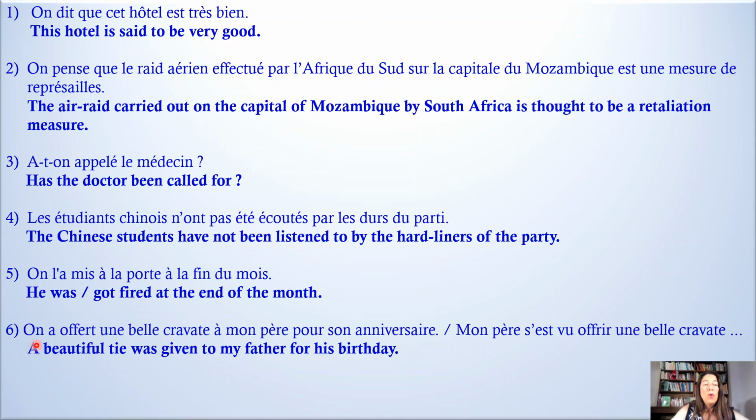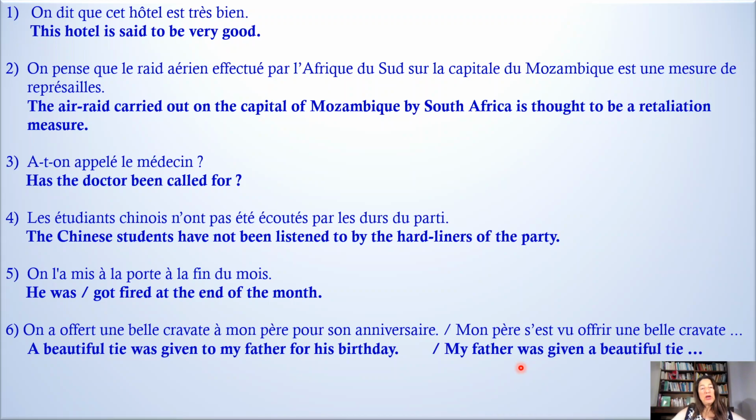And then if we had on a offert à mon père une belle cravate pour son anniversaire, then the order of the objects would require us to focus more on the fact that it's been given to my father, and therefore the translation would rather be: my father was given a beautiful tie for his birthday, and the theme, the topic of the sentence would be the father in that case.